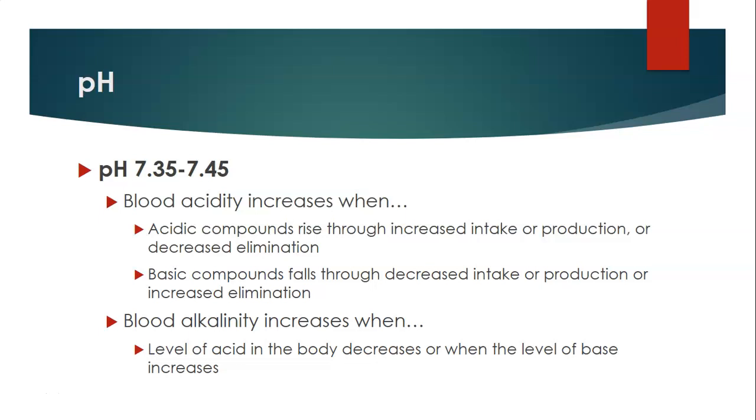So blood acidity will increase when the level of acidic compounds in the body rises. This can be through increased intake or production or decreased elimination. Or the level of basic or alkaline compounds in the body falls. This can be through decreased intake or production or increased elimination. The blood alkalinity increases when the level of acid in the body decreases or when the level of bases increase.